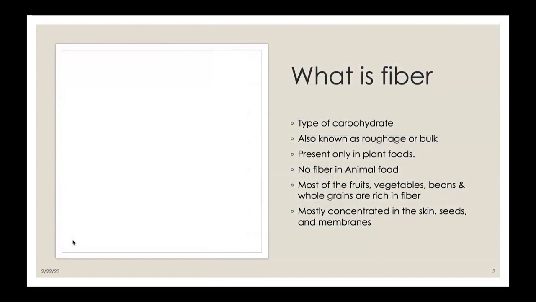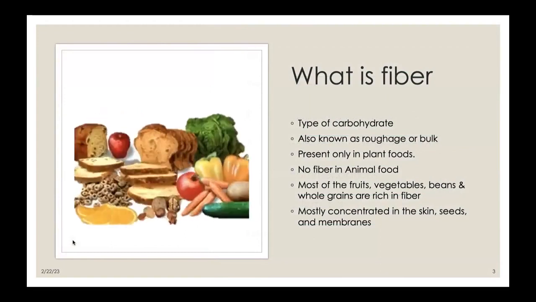So let's start with what is fiber. Dietary fiber is a type of carbohydrate, also known as roughage or bulk, because the body doesn't break it down into energy like it does with other carbohydrates. It's also called the indigestible part of the plant. Yet our body still needs it to function properly and optimally.